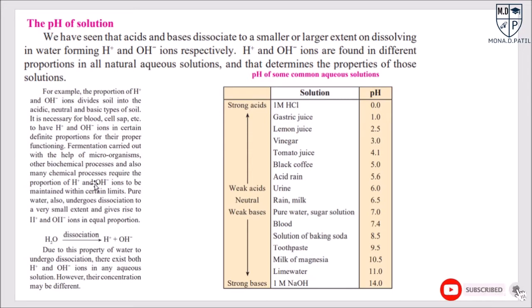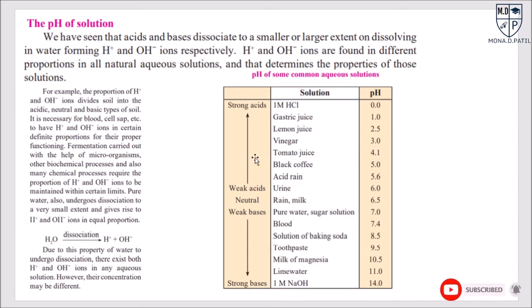Pure water also undergoes dissociation to a very small extent and gives rise to H plus and OH minus ions in equal proportion. In the reaction, you can see H2O dissociation gives H plus and OH minus ions. So, due to this property of water to undergo dissociation, both H plus and OH minus ions exist in any aqueous solution. However, their concentrations may be different.